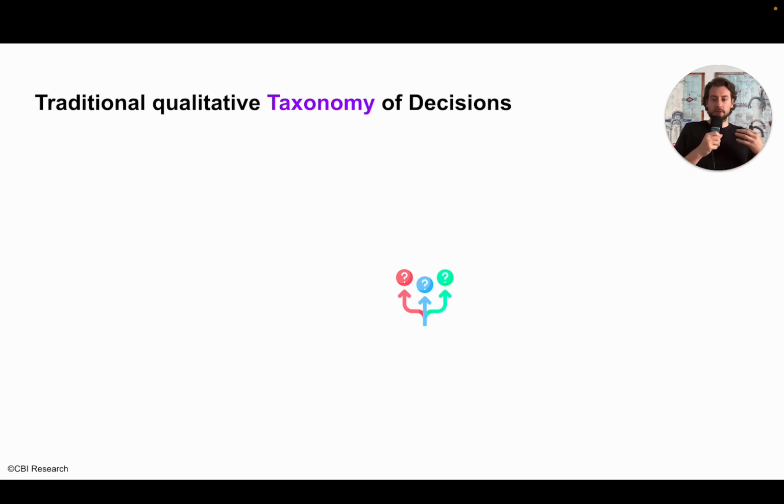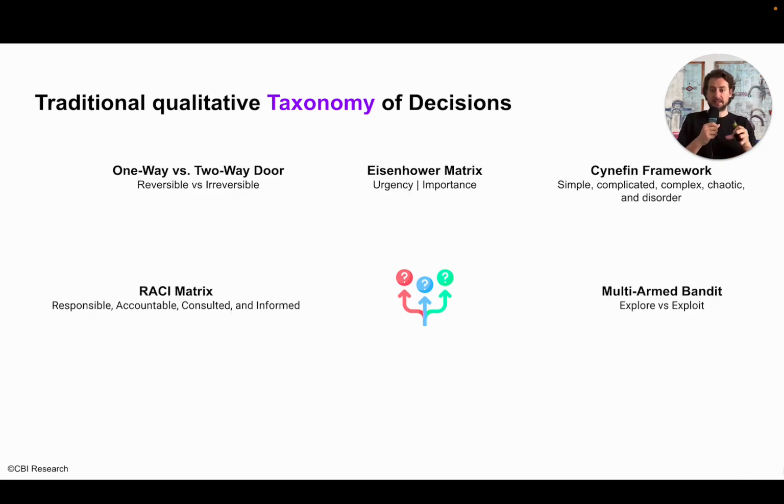When we think about the qualitative taxonomy of decisions, there have been many attempts in the past or currently in the present to try to understand what are the fundamental attributes of decisions. How can you categorize decisions? If you can categorize decisions, you can think more easily in terms of what the fundamental attributes are that make a decision good or bad.